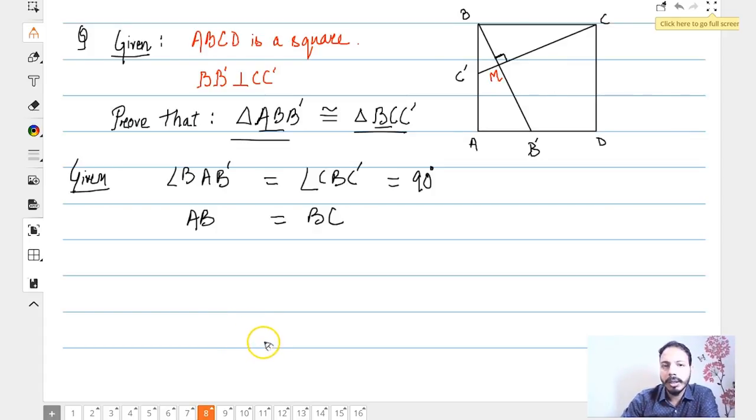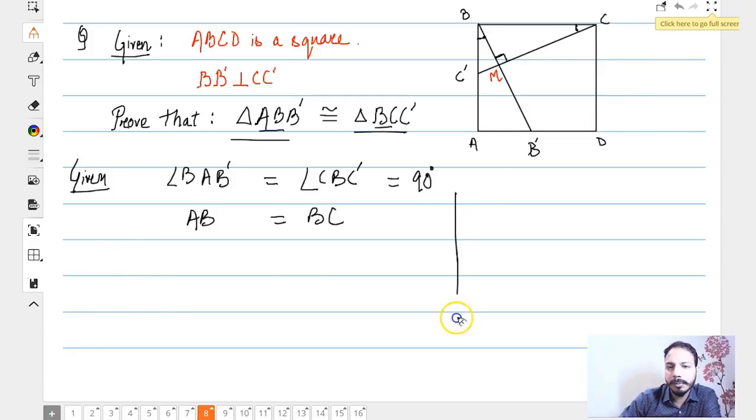Now what? If we can prove any other angle equal, either this angle is equal to this or this angle is equal to this, we can prove that these two triangles are congruent. So this should be the approach. First of all, you should write down what things are given, and then you should look for the other thing which you can prove. So what we can easily prove here is, let us try to show that this angle is equal to this angle. Now how to show that?